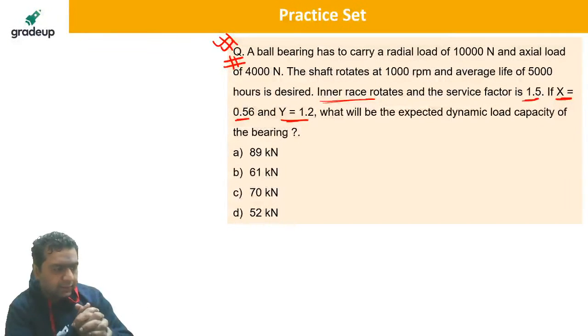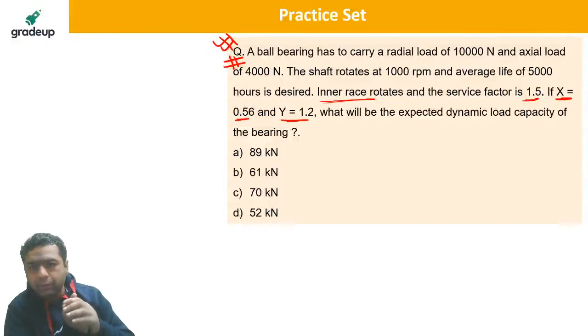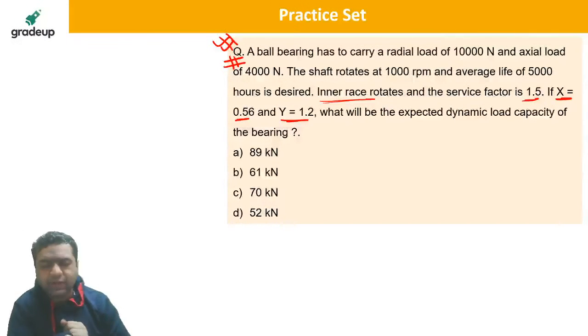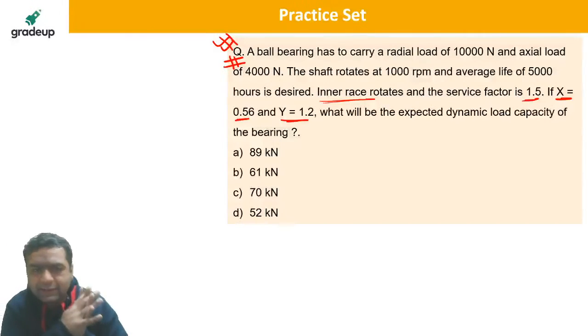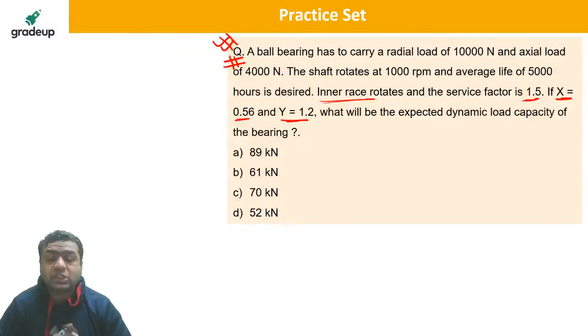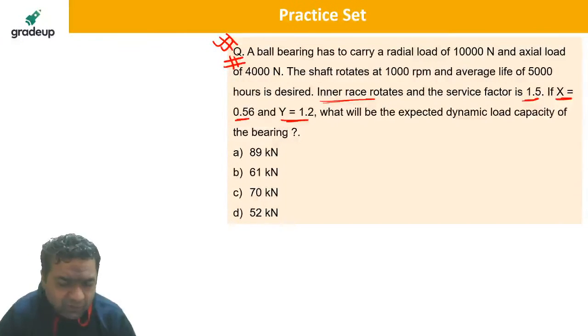Yes, guys. A ball bearing has to carry a radial load of 10,000 Newton and an axial load of 4,000 Newton. The shaft rotates at 1000 rpm and average life is 5,000 hours. Inner race rotates and service factor is 1.5. X and Y are already given. What will be the expected dynamic load carrying capacity of the bearing?